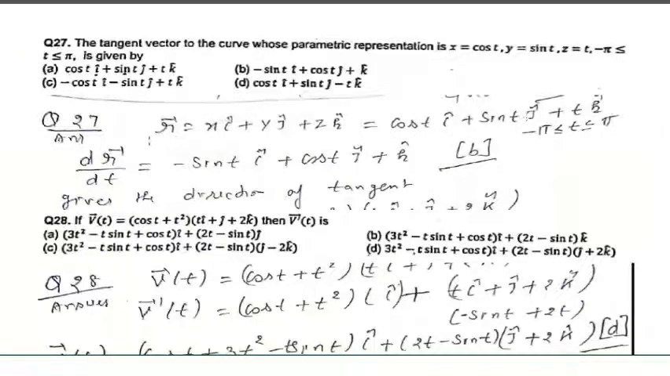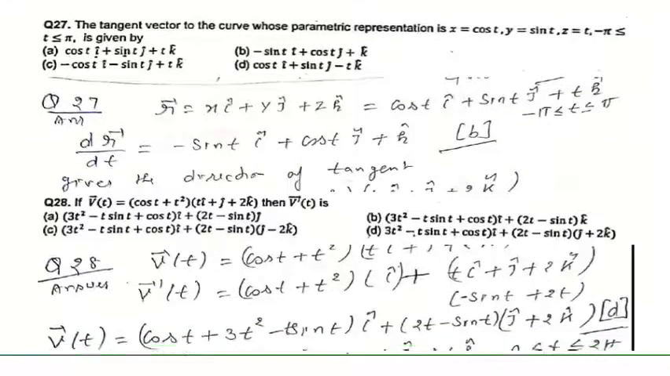Now we know that if we differentiate this, it will give us the direction of tangent. Differentiate this, it will give us minus sin t, cos t, 1. So which option is correct? Minus sin, cos, 1, and this B option is the correct option. Derivative of position vector will give us the direction of tangent, and gradient of a surface will give us the direction of normal.